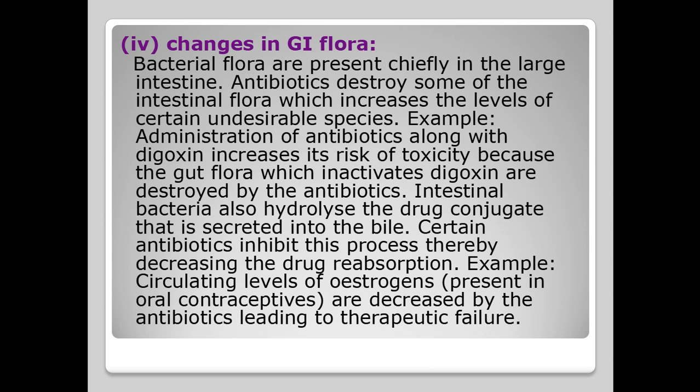Then the fourth mechanism is changes in gastrointestinal flora. Bacterial flora are present chiefly in the large intestine. Antibiotics destroy some of the intestinal flora, which increases the levels of certain undesirable species. So when we take antibiotics, the essential flora in the intestine get destroyed, which leads to an increase of undesirable and unwanted species. Unwanted microorganism levels get increased.